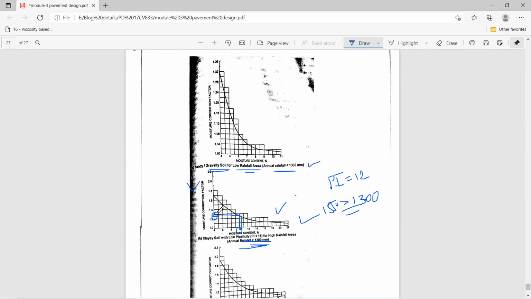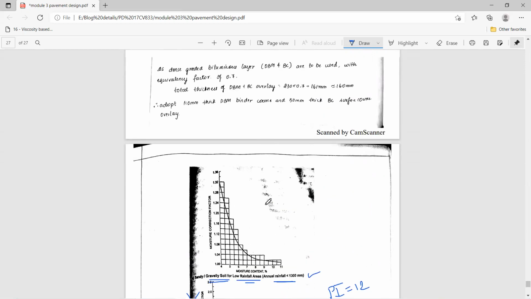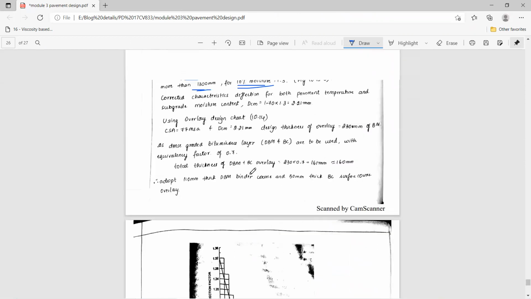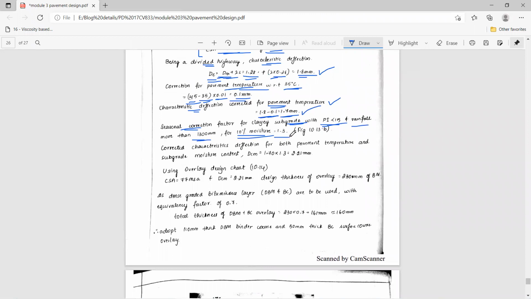So this value you have to consider as the correction factor. How much is it? Here you can see 1.2 and here it is 1.4. You can observe this value as 1.3. So I write it as 1.3.